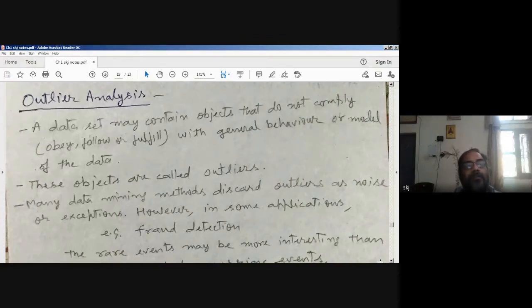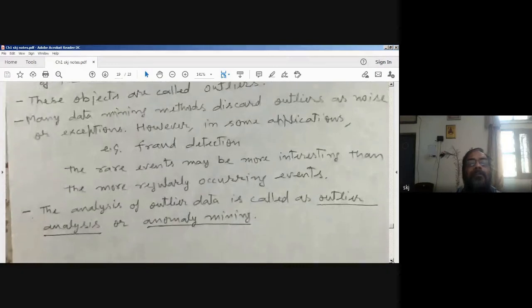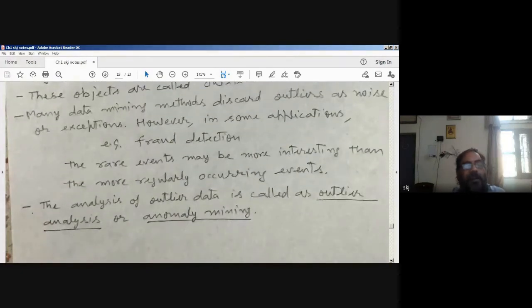Many data mining methods discard outliers as noise or exceptions. However, in some applications, such outliers are important. For example, fraud detection. Generally, you see in real life, many things do not occur in regular form. Sometimes there is theft in some nearby place, but it does not happen always, or daily. So these are irregular phenomena.